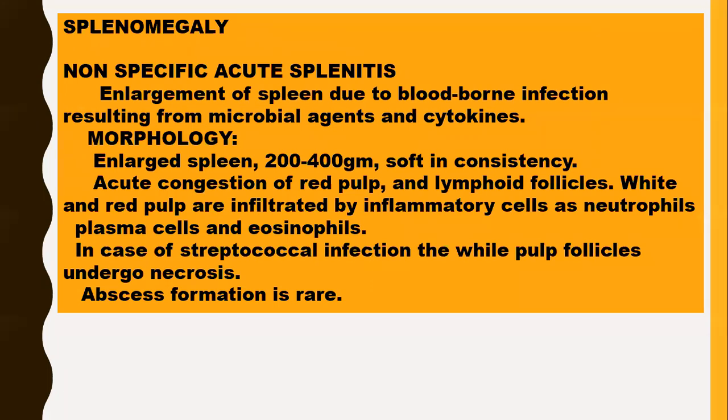Splenomegaly, non-specific acute splenitis. Enlargement of spleen due to blood-borne infections resulting from microbial agents and cytokines. The morphology here in non-specific acute splenitis: grossly spleen is enlarged and weight becomes 200 to 400 grams and soft in consistency. There is acute congestion of red pulp and lymphoid follicles. White and red pulp are infiltrated by inflammatory cells as neutrophils, plasma cells, and eosinophils. In case of streptococcal infection, the white pulp follicles undergo necrosis. Abscess formation is rare.